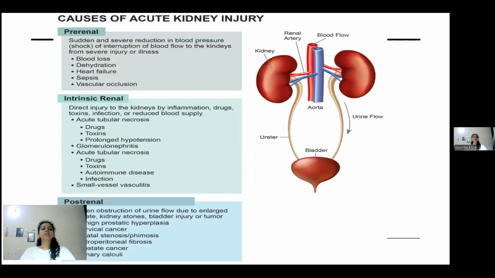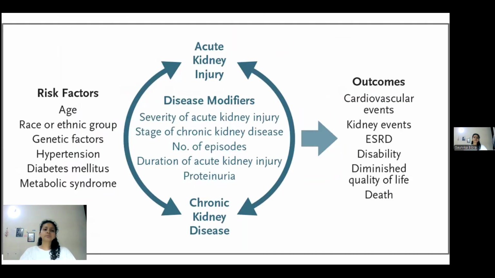Causes: prerenal include blood loss, dehydration, heart failure, sepsis, vascular occlusion. Intrinsic include drugs, toxins, prolonged hypotension, glomerulonephritis, acute tubular necrosis, autoimmune disease, infections, small vessel vasculitis. Postrenal include benign prostatic hyperplasia, cervical cancer, meatal stenosis or phimosis, retroperitoneal fibrosis, prostate cancer, and urinary calculi.